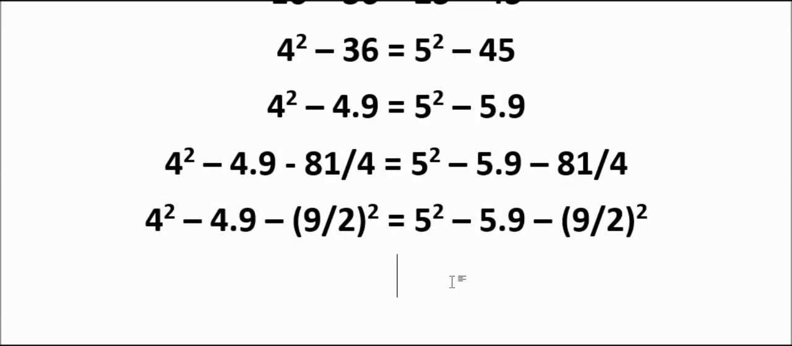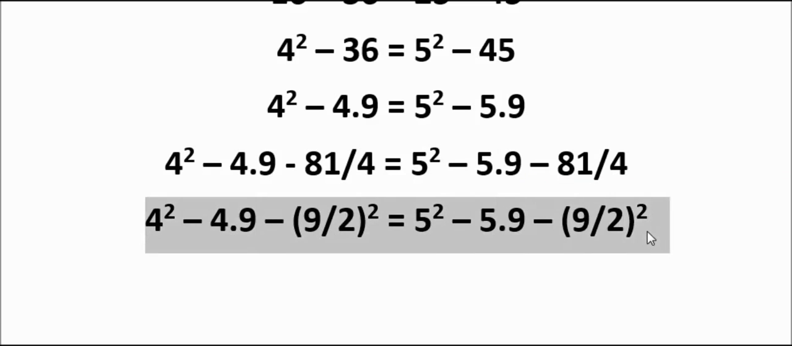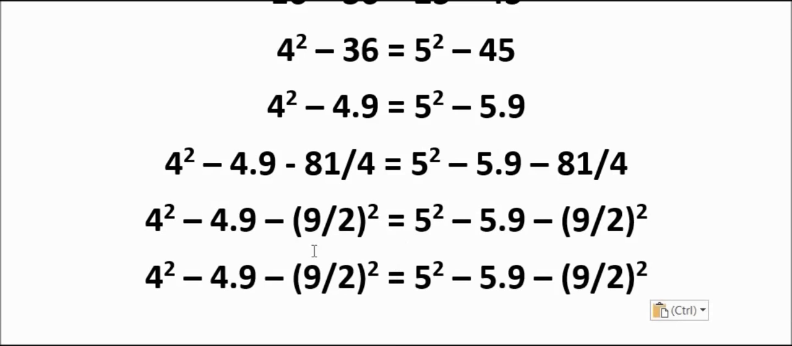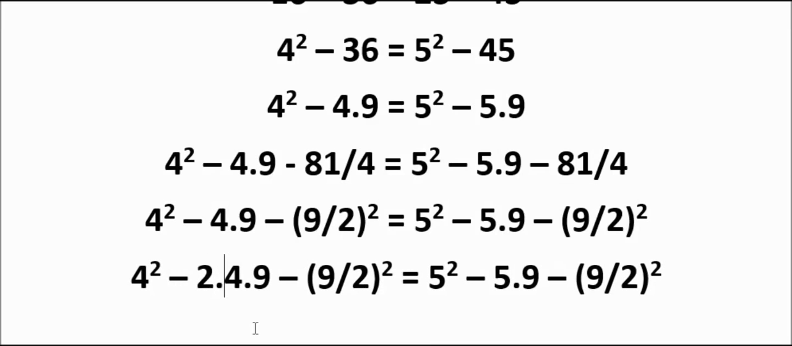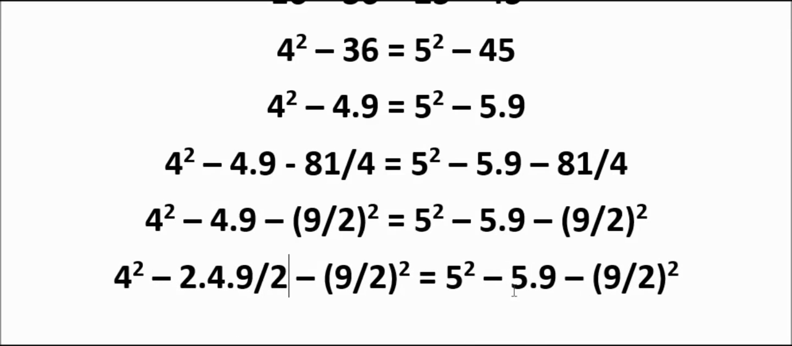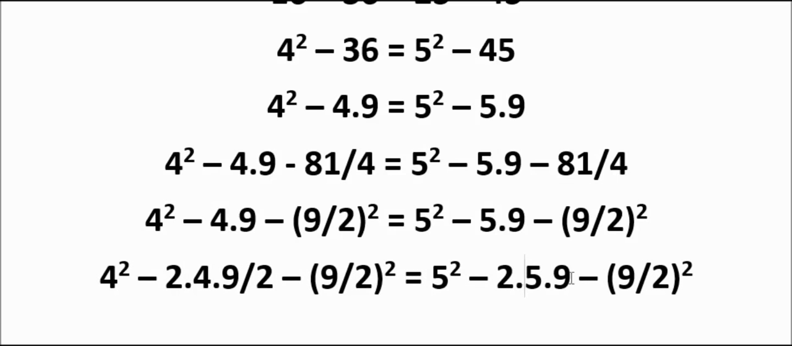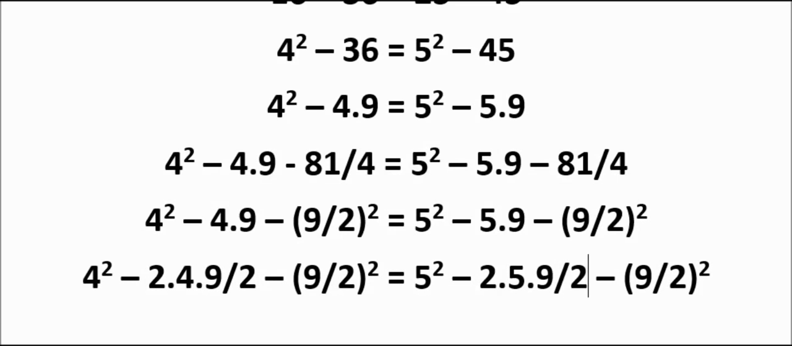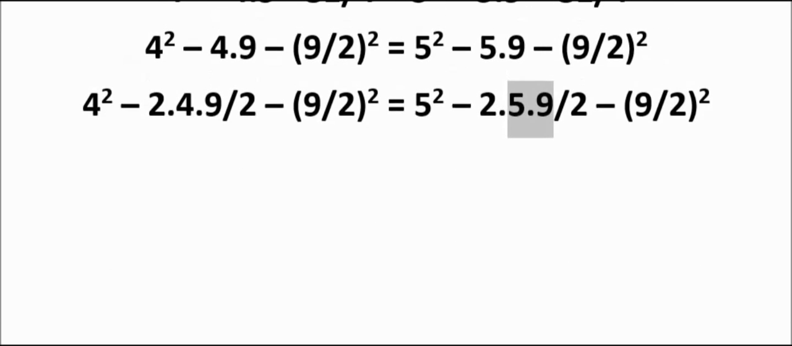Now I'm gonna multiply and divide by 2 in this middle term. So I multiply this by 2 and divide this by 2. It doesn't make any big difference, because if we cancel off the 2's, we just get the original values that we derived, 4 times 9 and 5 times 9.